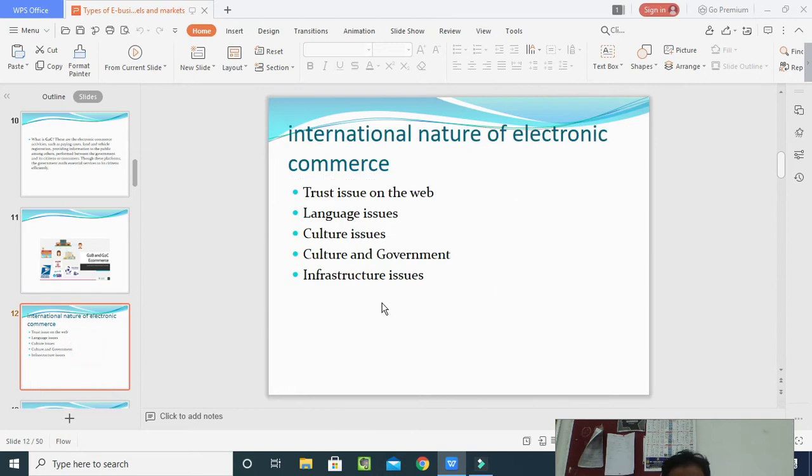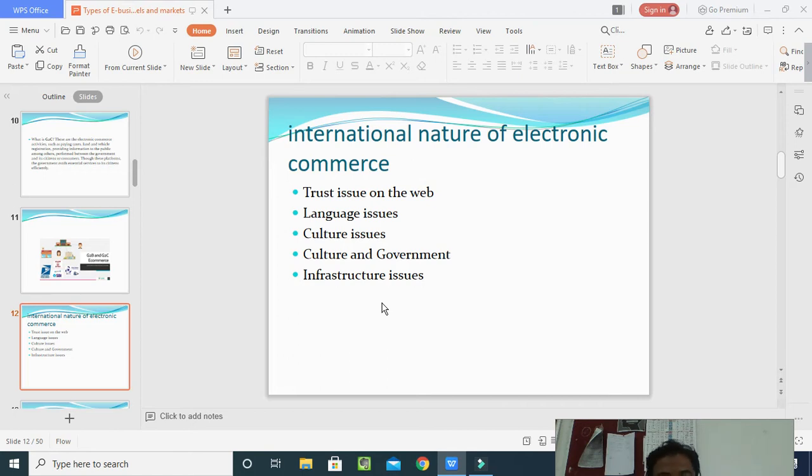Now, what is the international nature of electronic commerce? See, international nature, what electronic commerce means is related with the processes taking place, how the business is taking place throughout the world. These are certain categories or types where it includes international commerce.